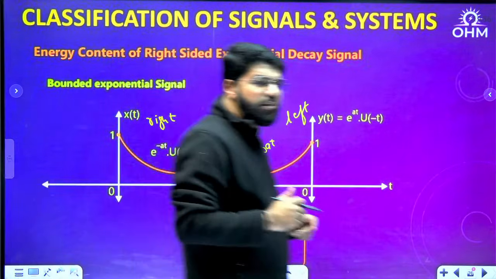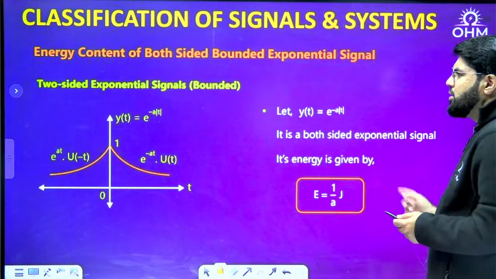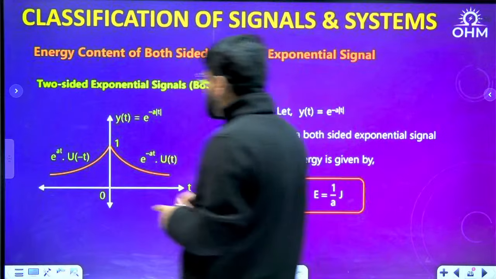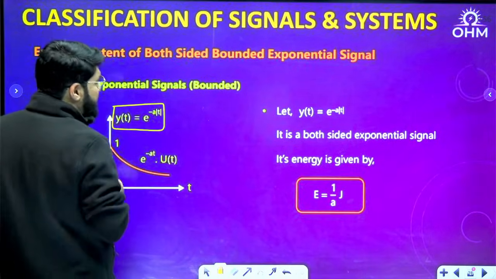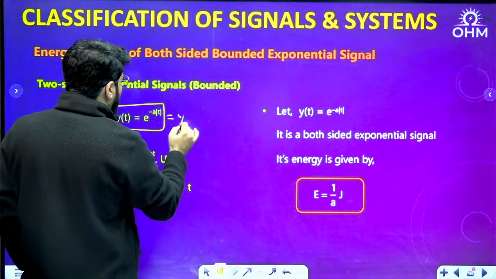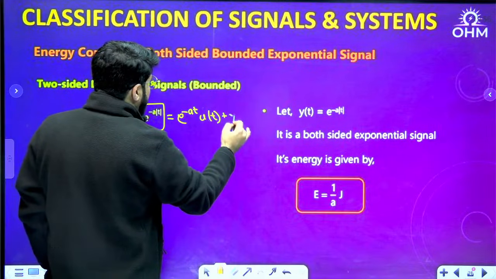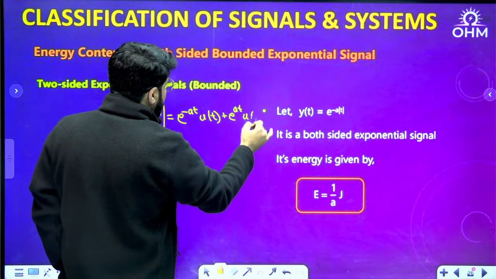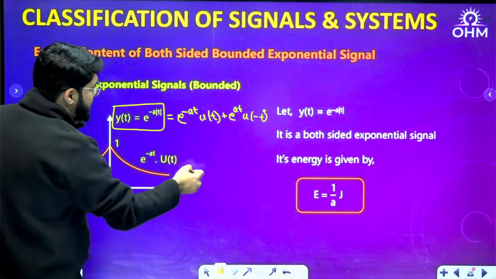If it is a two-sided bounded exponential signal, represented as e^(-a|t|), also written as e^(-at)u(t) on the right side and e^(at)u(-t) on the left side, then u(t)e^(-at) on the right side is decaying from 1.